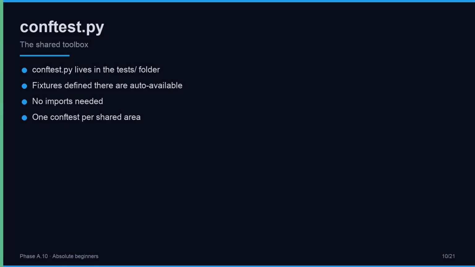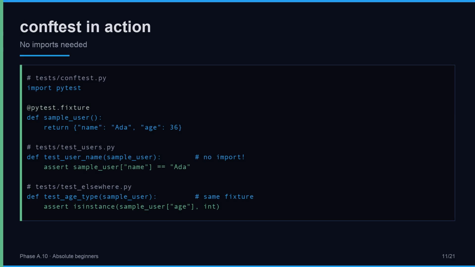When a fixture is useful across many test files, do not copy and paste it. Put it in conftest.py. Any fixture defined in conftest.py is automatically available to every test in the same folder and below, no imports, no plumbing. Pytest discovers it by magic. This is the single biggest quality of life feature in pytest, and it is what lets large test suites stay DRY, don't repeat yourself, without becoming a tangled mess of imports. Auto-available.